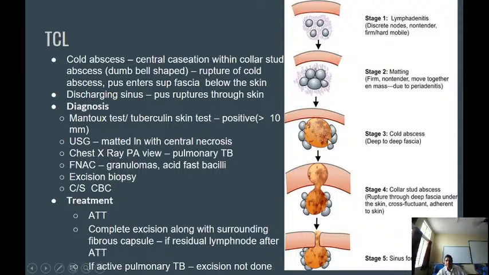Then the central area gets necrosed, and so the caseous material is formed there, and as this caseous material increases with the pressure, the fascia which is covering it may sometimes yield and then give rise to a subcutaneous swelling which presents as a cold abscess. This is also called a cholesterol abscess.